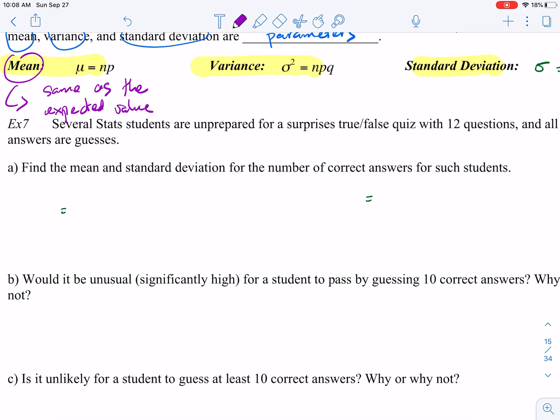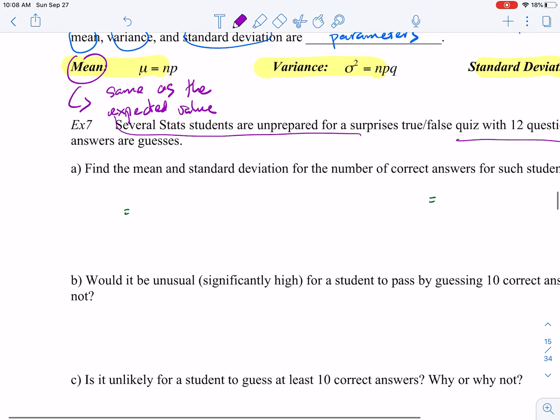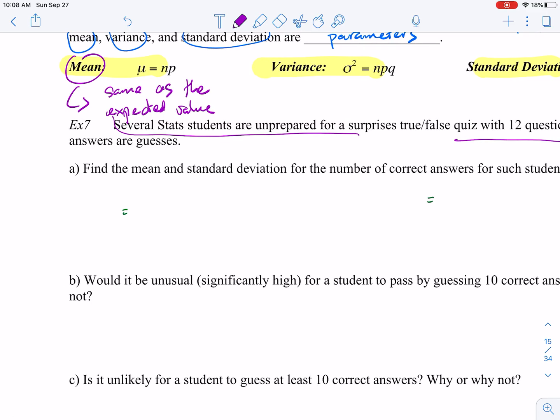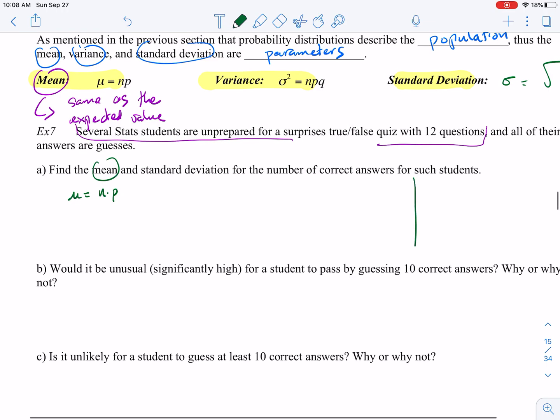If we have a surprise true-false quiz with 12 questions and the students are unprepared, okay, then all their answers can be guesses, okay? Find the mean and the standard deviation for the number of correct answers by guessing for each student, okay? So we're saying that the mean is mu equal to n times p. In this case, n is 12.